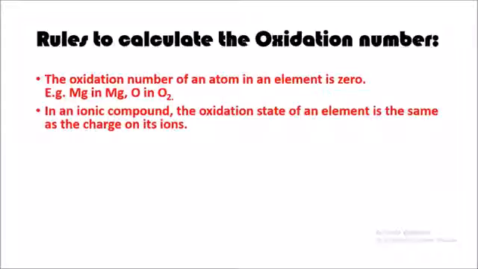We also have another rule. It says in an ionic compound, the oxidation state of an element is the same as the charge of its ions. So what does it mean? If you take NaCl, that is sodium chloride, an ionic compound, we have Na having Na+ and Cl having Cl-.